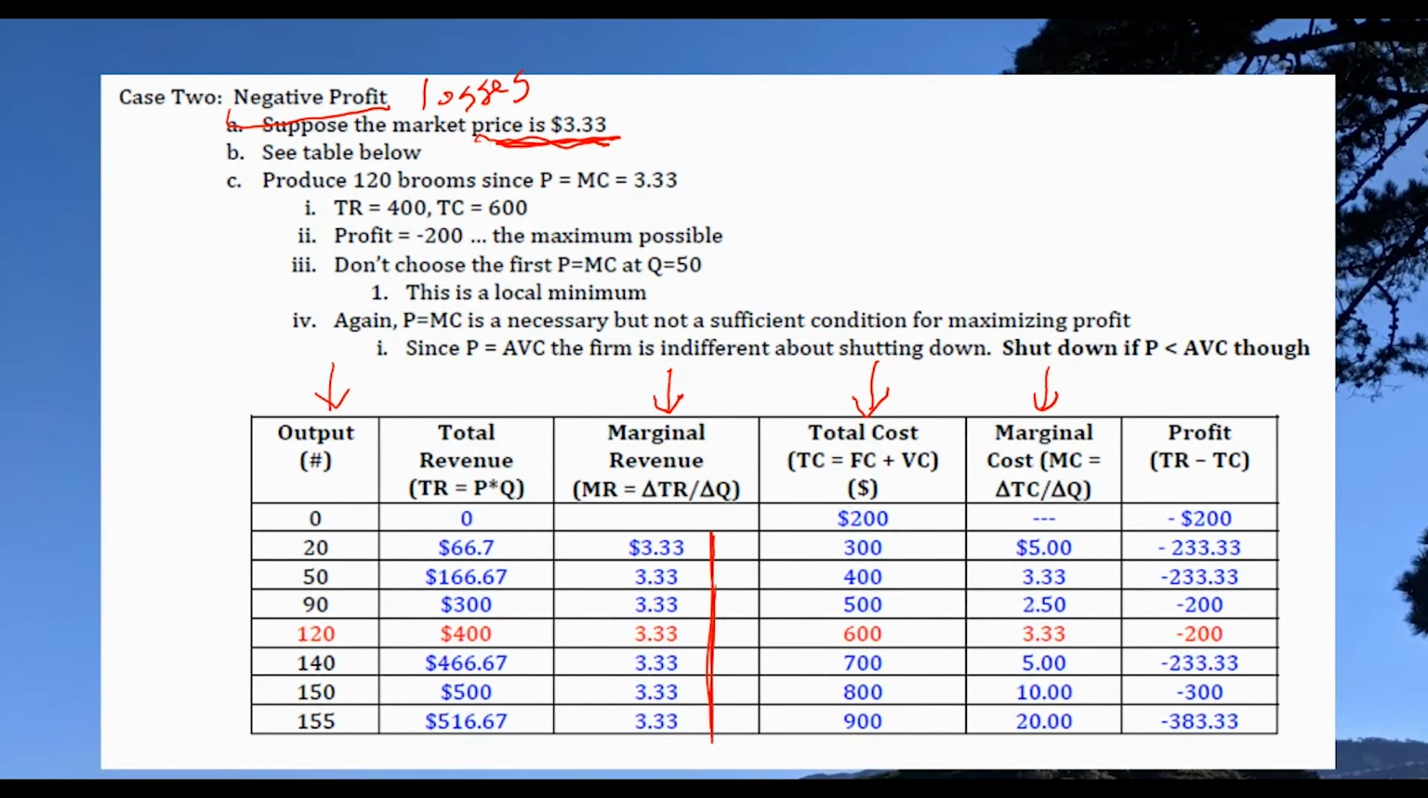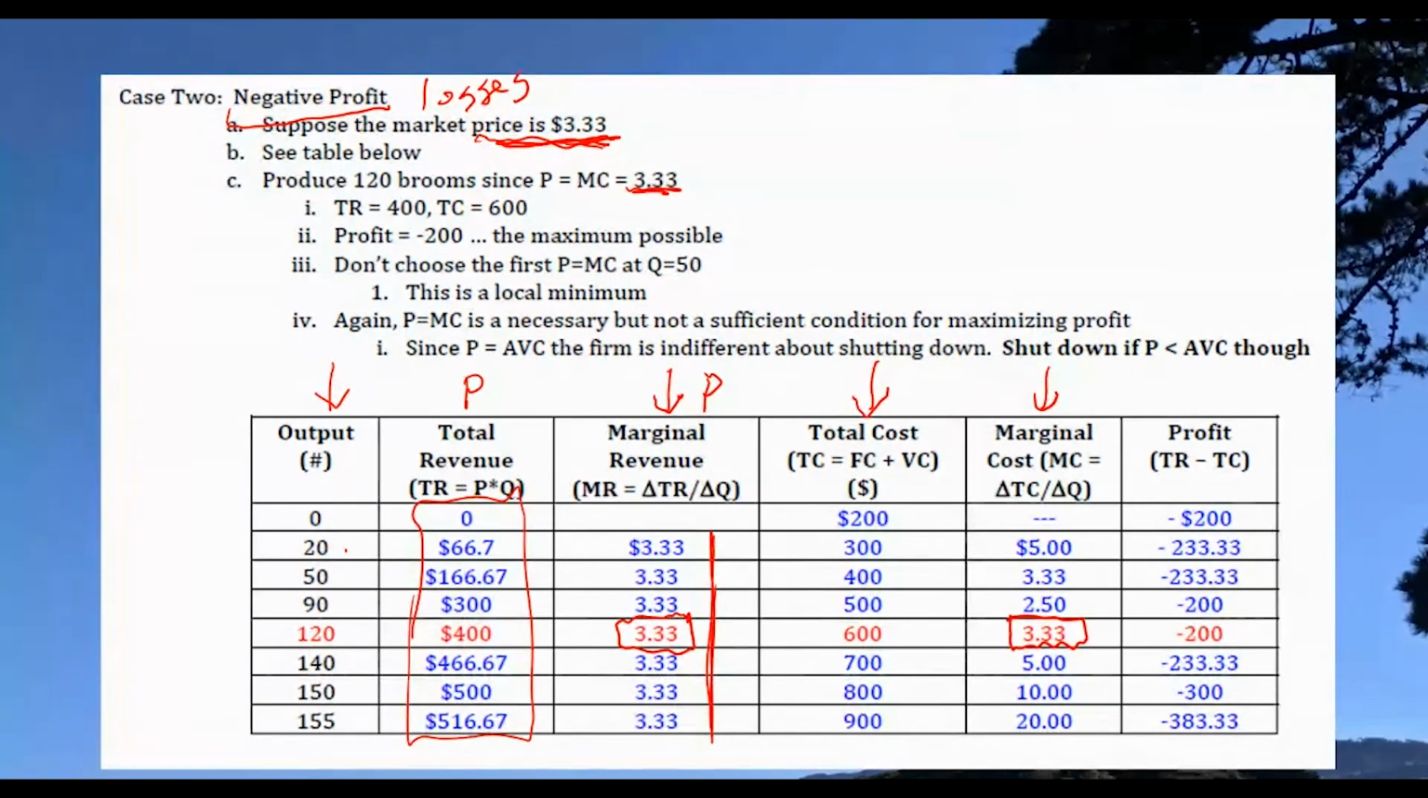Okay, and that means, to get total revenue, we're taking the price, which is 3.33 up here, and multiplying it by the quantity to get the total revenues, which is listed here. And then marginal revenue is just going to be the price all the time by assumption. Then we can look at the graph and find where the marginal revenue or price equals the marginal cost. And it's going to take place right here.